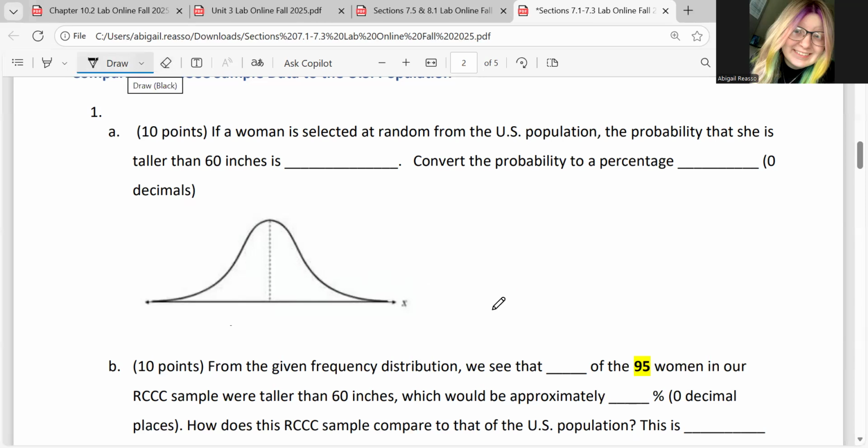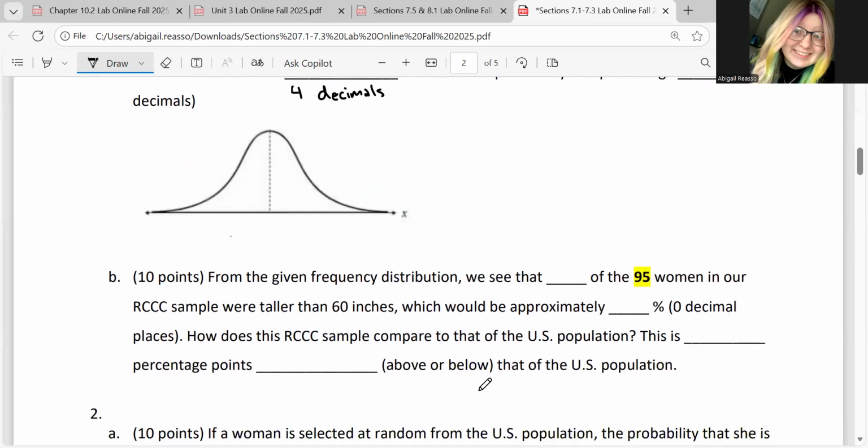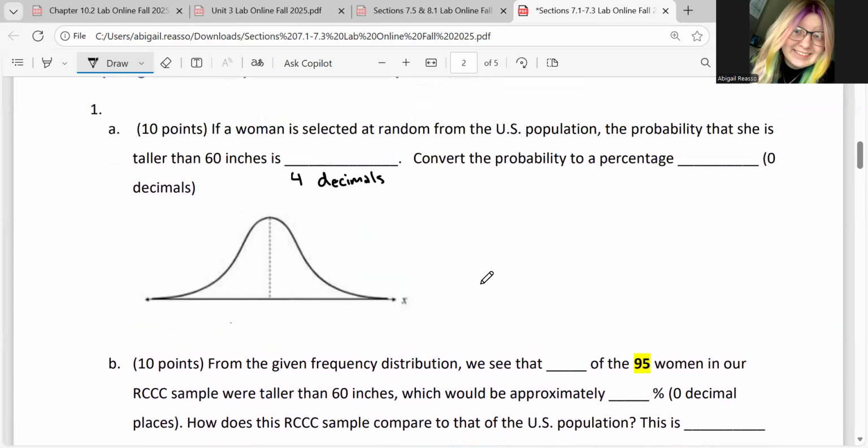You're going to find what the probability is of that shaded area. I know I erased it, but that's what you're going to find. So this answer is going to be your probability. This should be the 4 decimal places. And then you're going to convert that probability to a percentage with no decimals, because we are then going to compare the population to our sample. Don't forget to show all your work here for how you are getting this probability. Again, you should be using your calculator to do that.